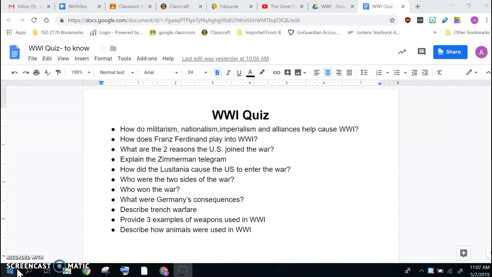Same thing with animals. Lots of different ways that animals were used during the war. They were used as companions, mascots. They were carriers, sending messages back and forth. They were used to haul things, sometimes including even soldiers, for transportation. They were used for detection of mines and gas. So lots of different roles they played.